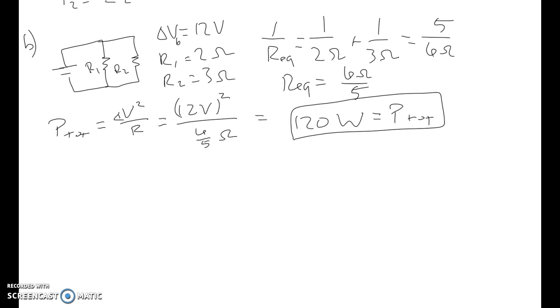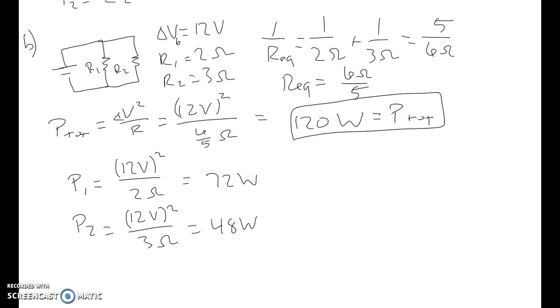Now let's compute the power dissipated by each of the resistors. I'm running out of time, so skipping over a tiny bit. We can compute the power as V squared over R, and since there's only one resistor in each loop we're looking at, all 12 volts get dropped across each resistor. Dealing with V squared over R, we find that power dissipated by resistor 1 is 72 watts, and by resistor 2 is 48 watts, giving 120 total like we expect.